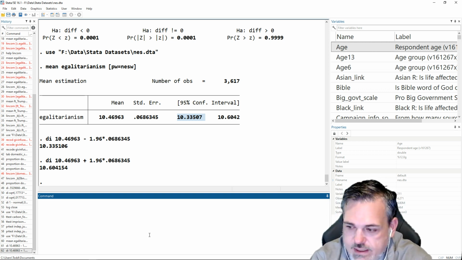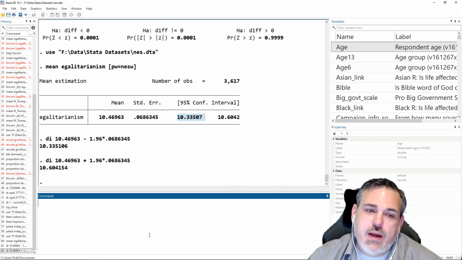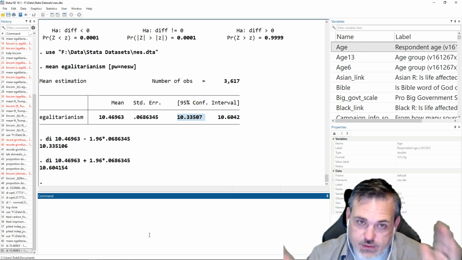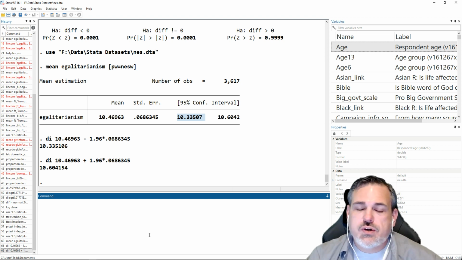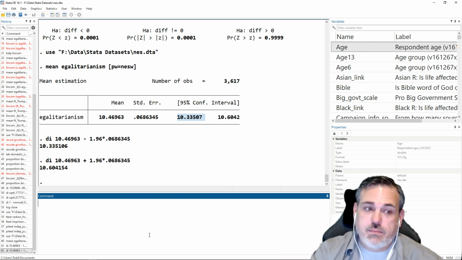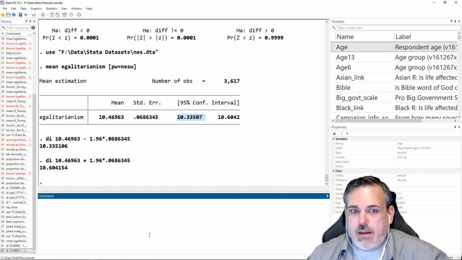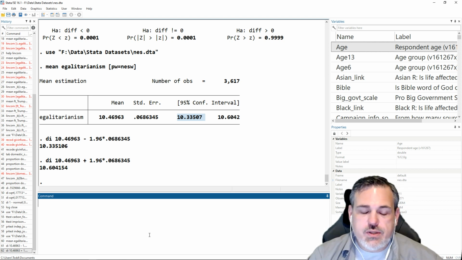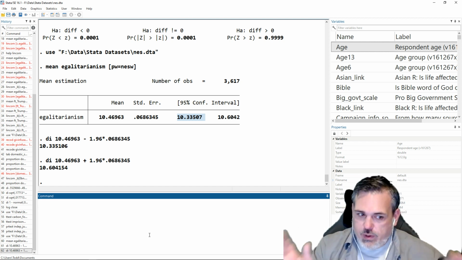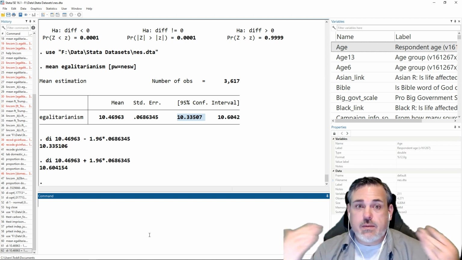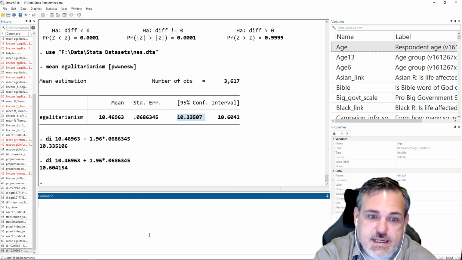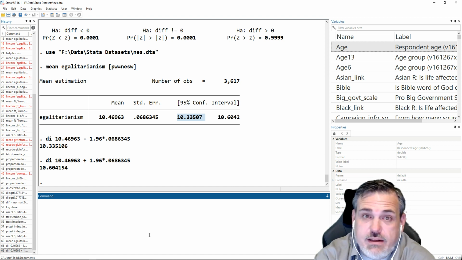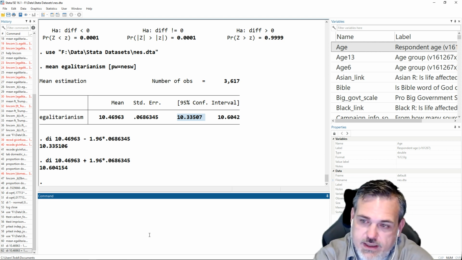It uses the standard error and 1.96, this t-score, to assess the range in which we're fairly certain that this mean exists within the population. That's why we're using the probability weights this time as well: we're making assumptions about the population, whether this data point exists within the population, and we're 95% sure that it falls within this range.